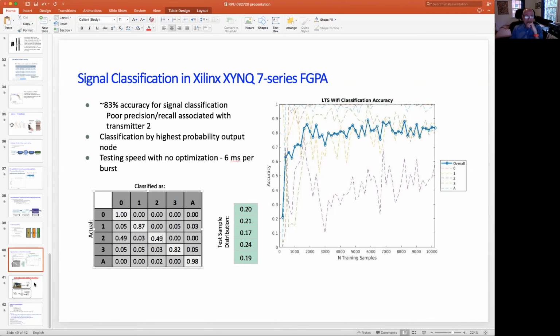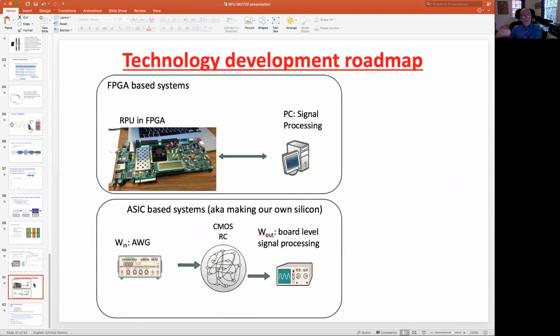So let me talk a little bit about a roadmap as we move forward. Where we're at now in looking at the machine learning hardware is being able to put these RPUs into commercially available FPGAs and commercially available chipsets. And we've demonstrated use cases in various ways for that. We're going to go forward to test more of those.